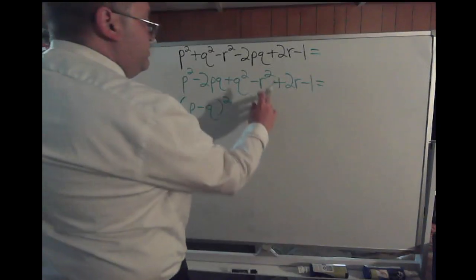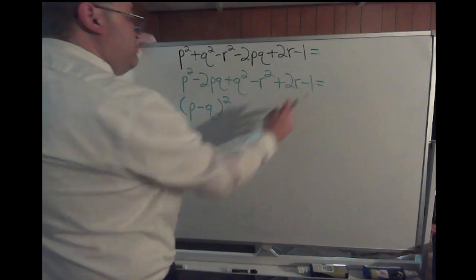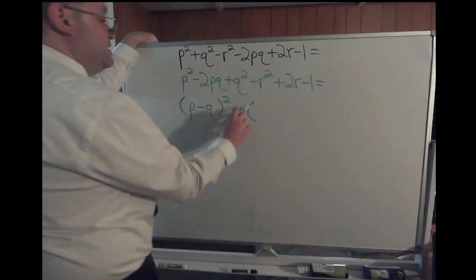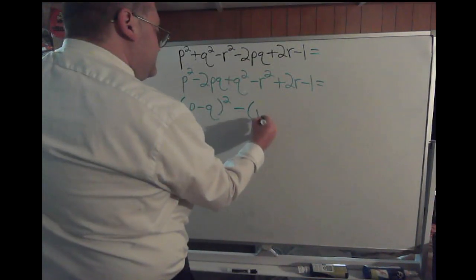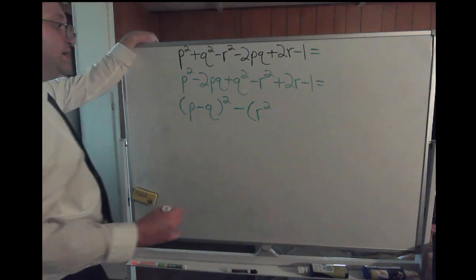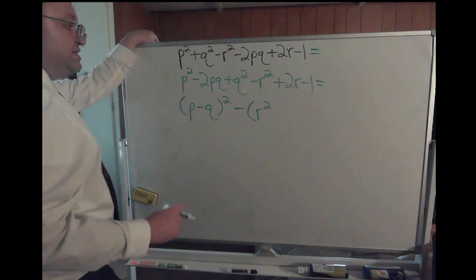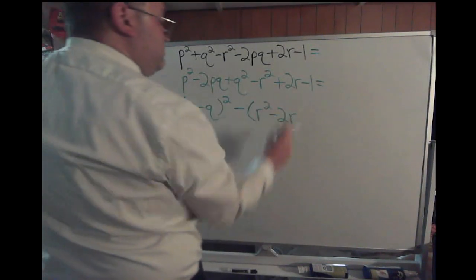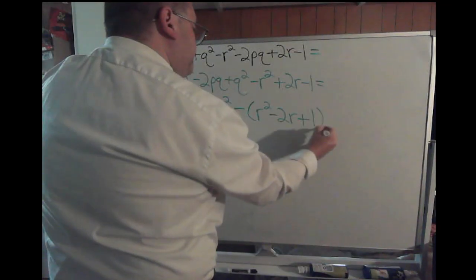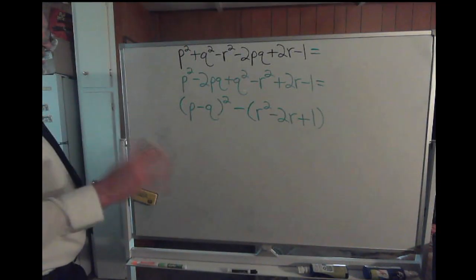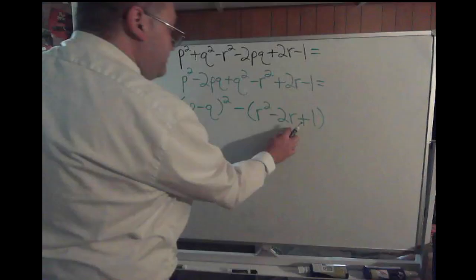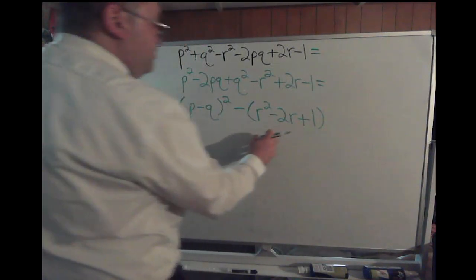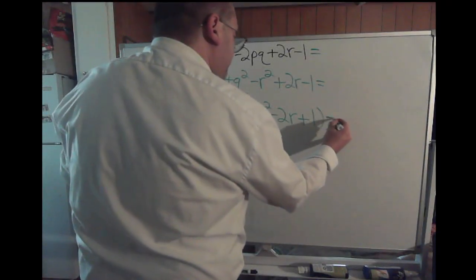Now, with your negative r squared plus 2r minus 1, we can factor out a negative 1. Negative 1 times what equals r squared? That'd be positive r squared. Negative 1 times what equals positive 2r? Well, that'd be negative 2r. Then negative 1 times what equals negative 1? That'd be positive 1. Well, what do you know? You have here another perfect square trinomial, or binomial square.